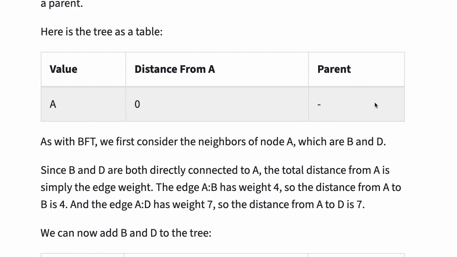As with BFT, we first consider the neighbors of node A, which are B and D. Since B and D are both directly connected to A, the total distance from A is simply the edge weight. The edge AB has weight 4, so the distance from A to B is 4. And the edge AD has weight 7, so the distance from A to D is 7.